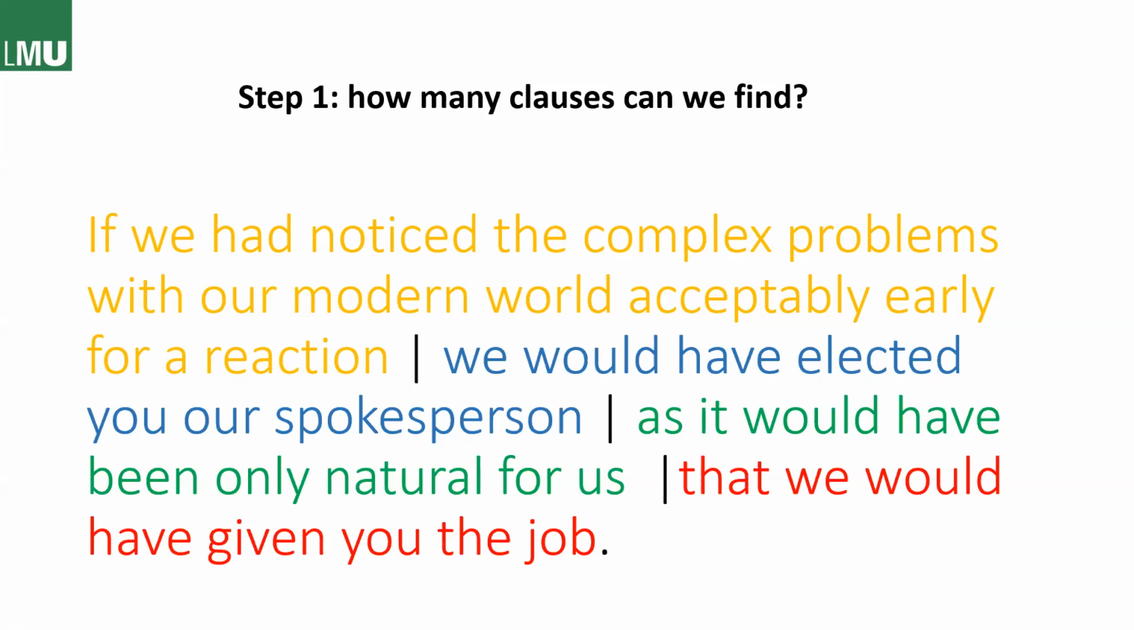And in this case, the main clause that could stand all alone would be, "we would have elected you, our spokesperson." We could say that all on its own. And the other 3 clauses, the yellow one, "if we had noticed the complex problems for a reaction," and "as it would have been only natural for us," and in red, "that we would have given you the job," all those are subordinate clauses which cannot stand on their own. So we've got really a complex sentence here with 4 clauses.